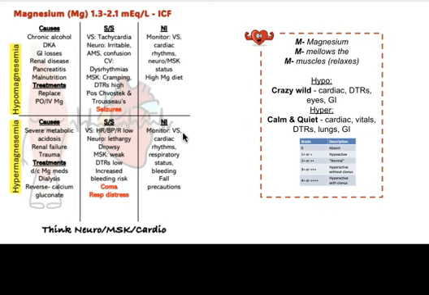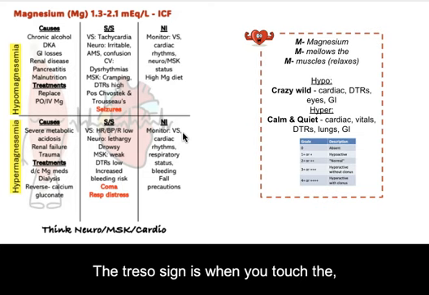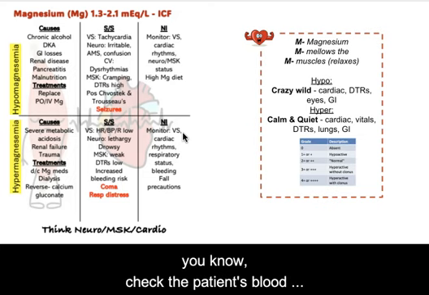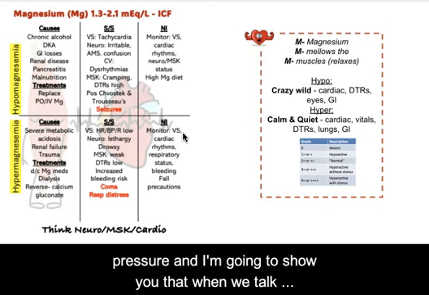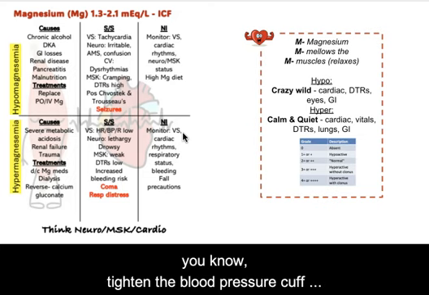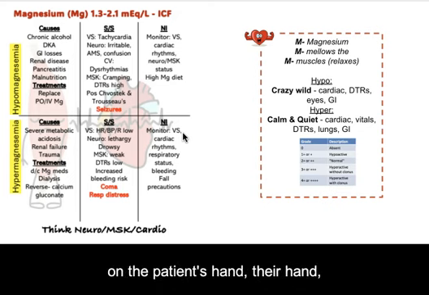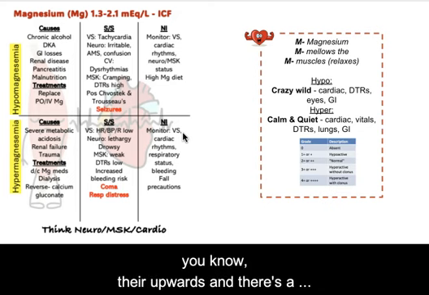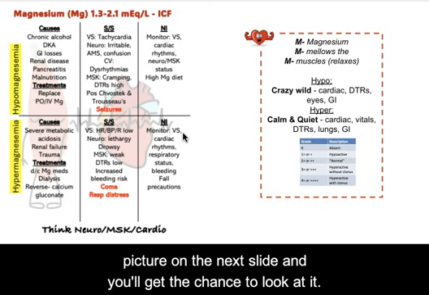The Chvostek sign is when you touch the cheek, you'll see that it twitches. The Trousseau sign is when you check the patient's blood pressure, and I'm going to show you that when we talk about calcium. When you tighten the blood pressure cuff on the patient's arm, their hand will twist upwards. And there's a picture on the next slide, and you'll get the chance to look at it.